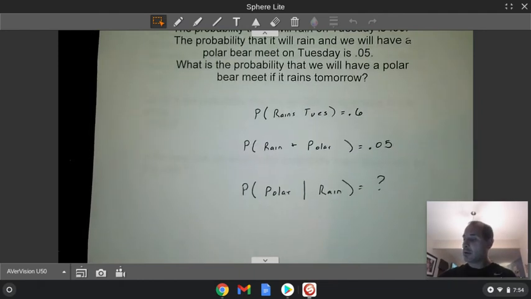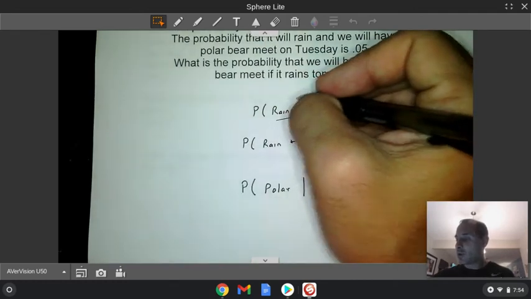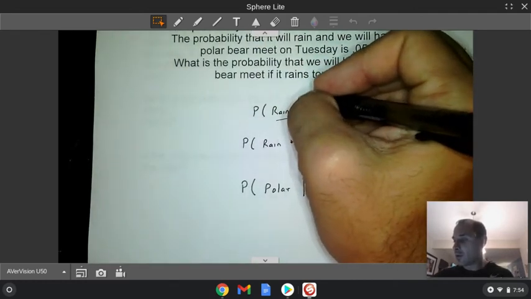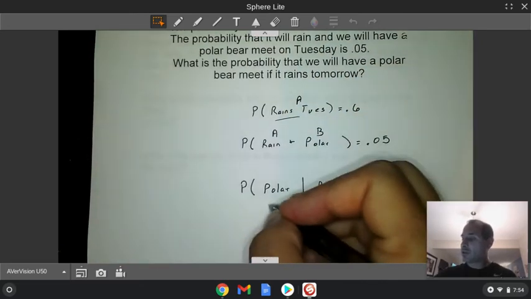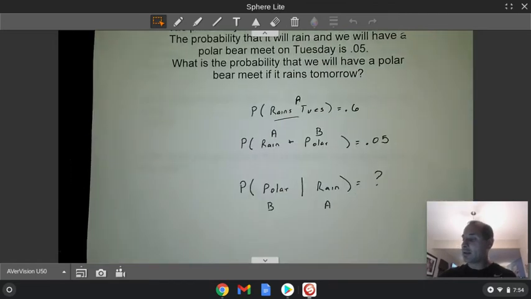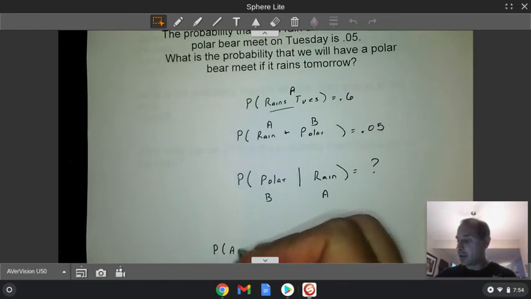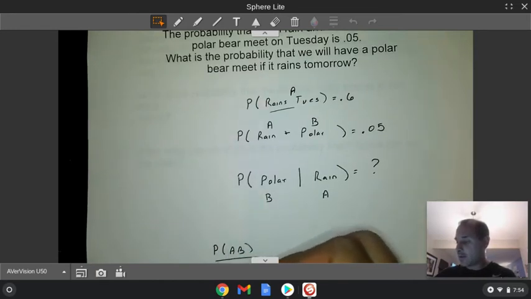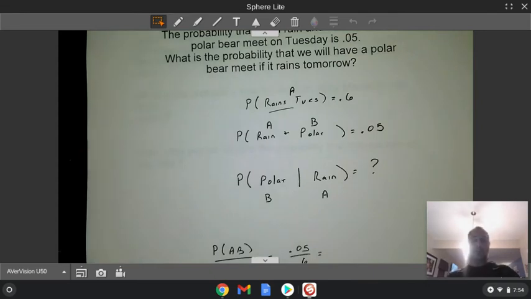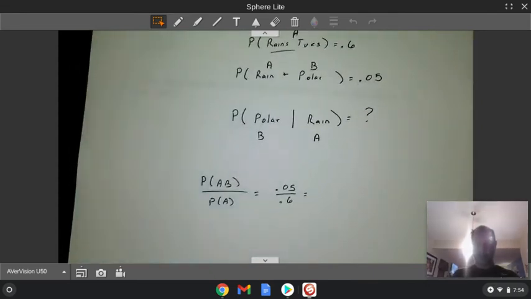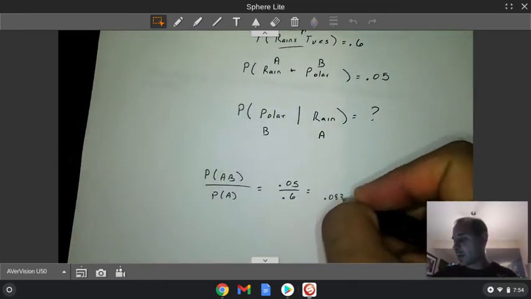Remember that's rain. So for the sake of argument, we'll call raining A, and polar bear meet B. So we're trying to find the probability of B given A. And that's as simple as finding the probability of both A and B divided by the probability of A, which in this case is 0.05 over 0.6, which is 1 over 12, which is 0.083.